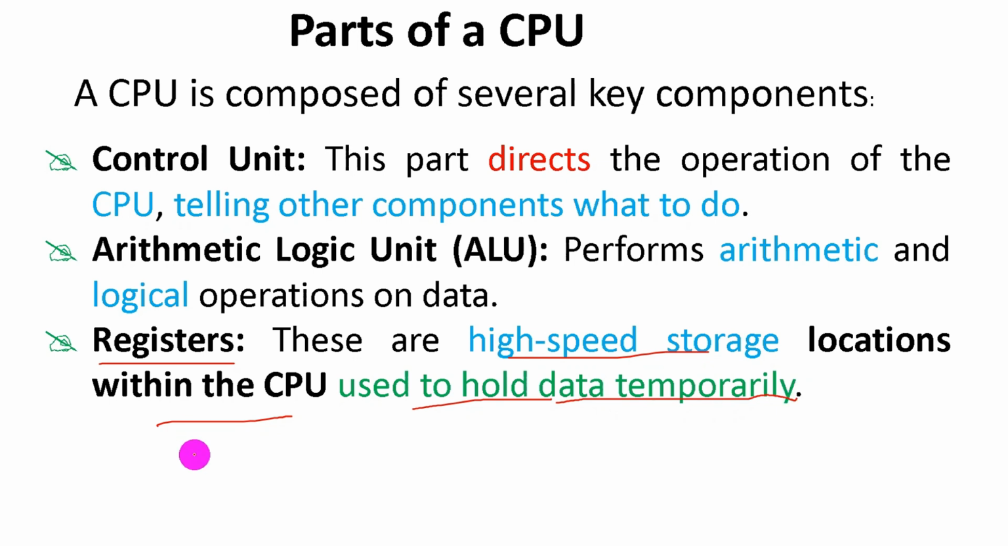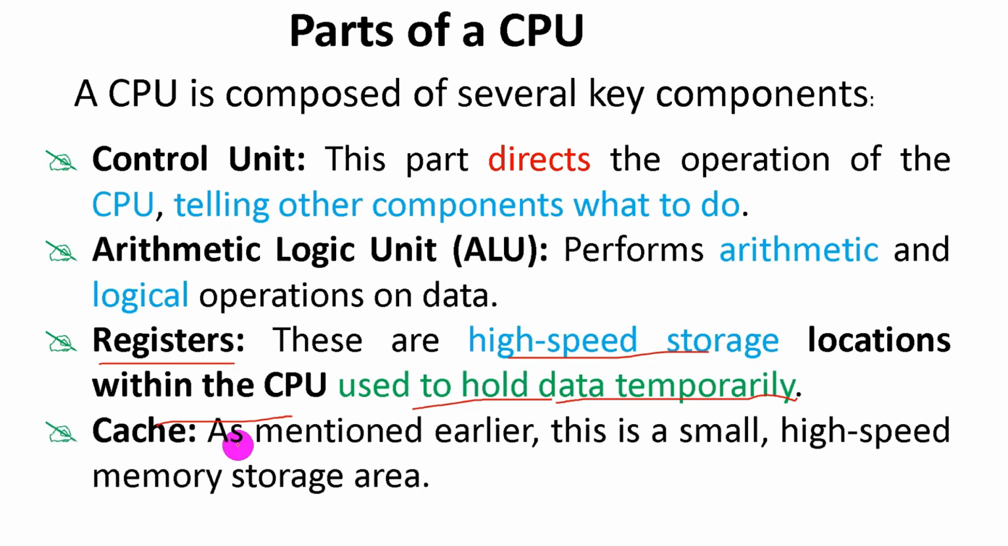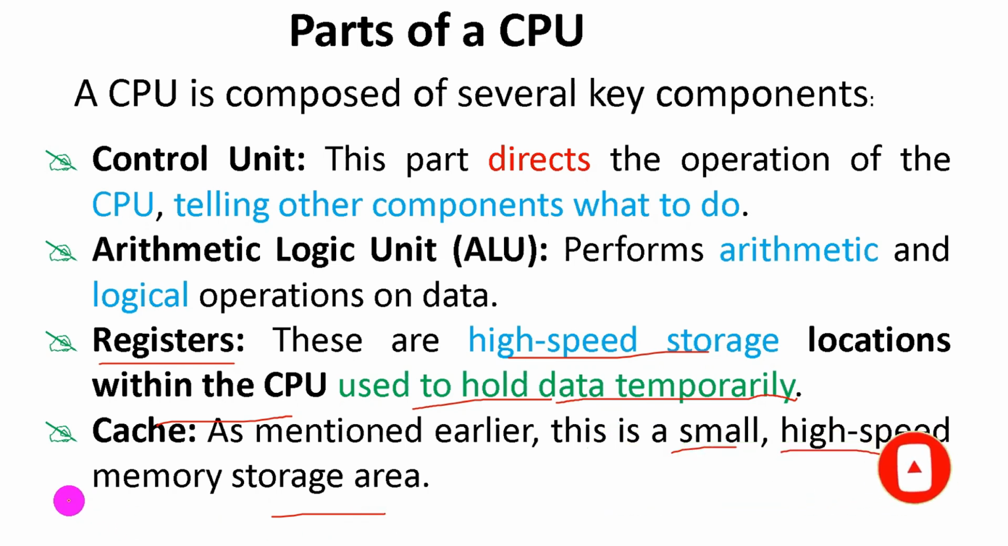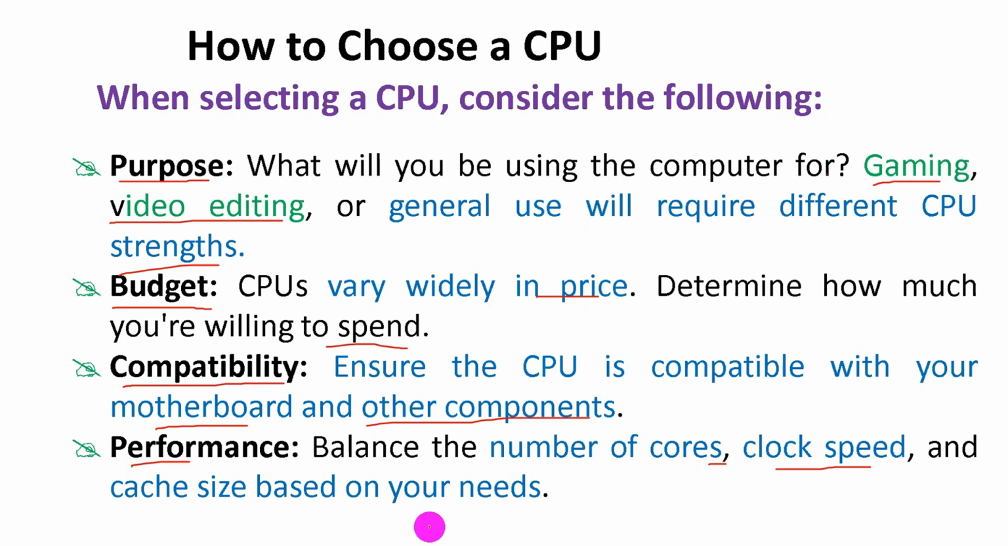The fourth and last part of the CPU is cache. As mentioned earlier in the features of the CPU, it is small, meaning that it can store only a small amount of data, and it is a high-speed memory storage area. It's a part of memory that has high speed because it's a part of the central processing unit and has direct communication with the CPU. Frequently used data by the central processing unit is stored in cache memory. These are the basic concepts of the CPU.